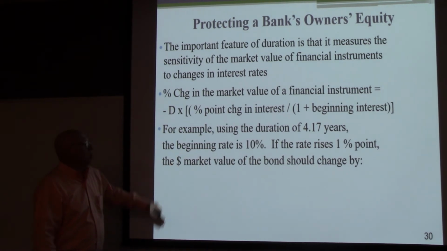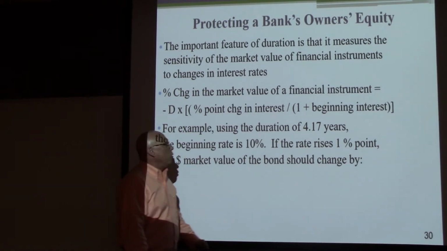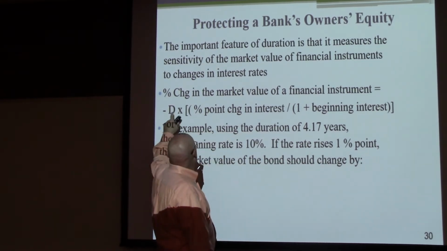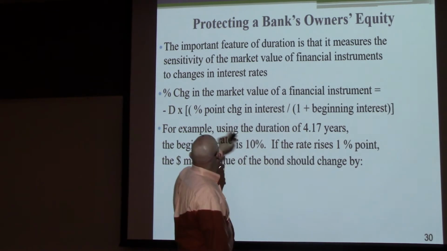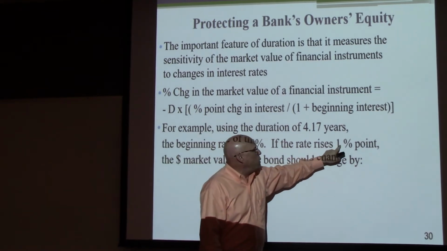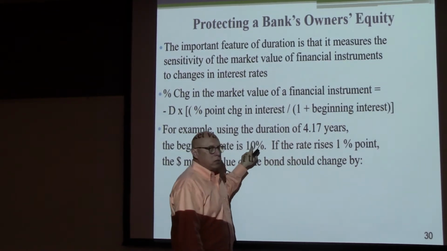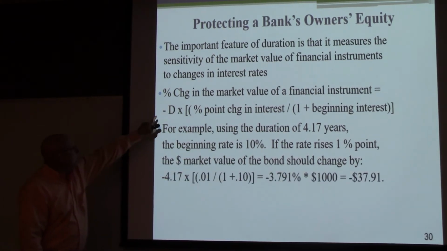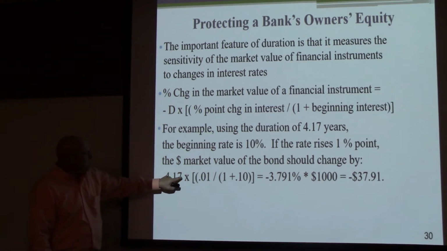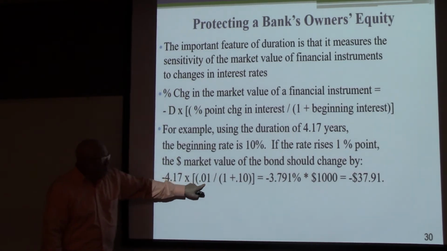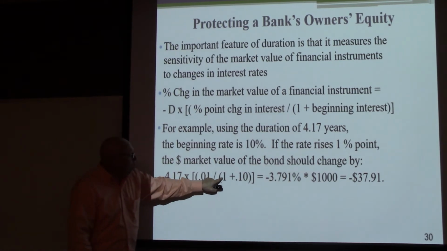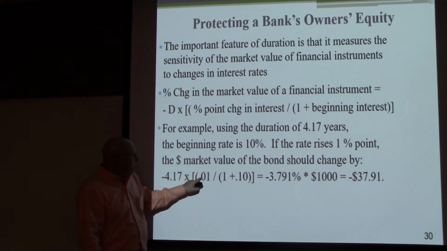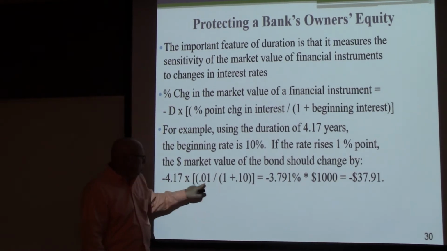The market value of the bond should change by, so first of all, we've got rates that are going up. Rates go up, price goes down. If rates go down, price goes up. And it's going up 1 percentage point on a beginning rate of 10%. So let's take a look. Here's our formula: minus 4.17 times the percentage point change divided by 1 plus the beginning rate. So we're going to do this first, then this second.